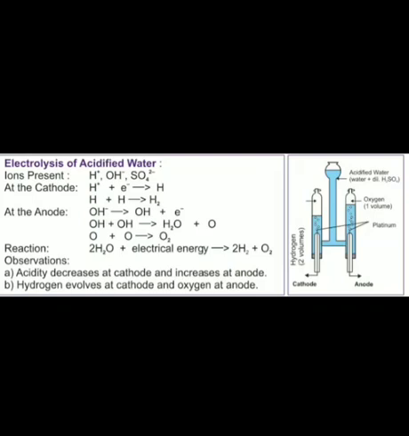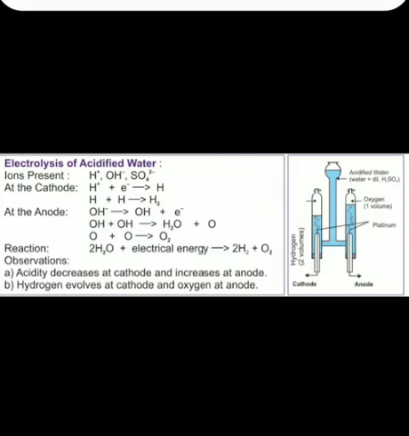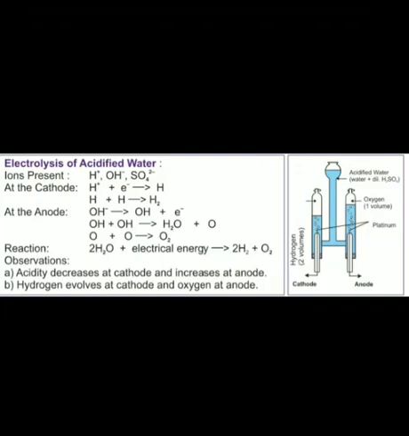That means at anode oxygen gas will be produced. That means oxidation reaction will take place at anode and at cathode reduction reaction will take place. What is the product formed at cathode and what is the product formed at anode? That means at cathode hydrogen gas is produced and at anode oxygen gas is produced.